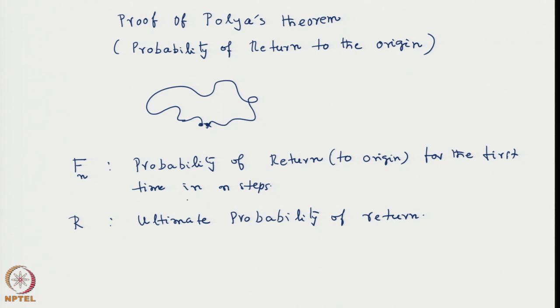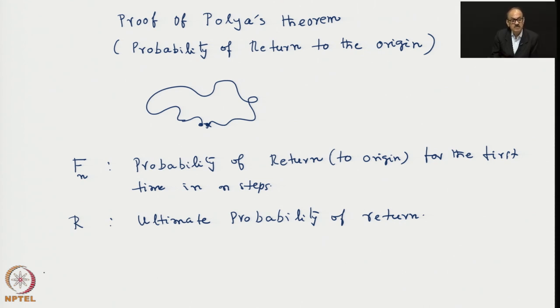So, Fn is the probability of return for the first time in the nth step, or in n steps, and R is the probability of return ultimately. So, obviously, the ultimate probability of return should be a sum of various probabilities of returns at the finite steps. His ultimate return could have happened, hypothetically speaking, for the first time in the first step, or for the first time in the second step, or the third step, or the fourth step, and so on.